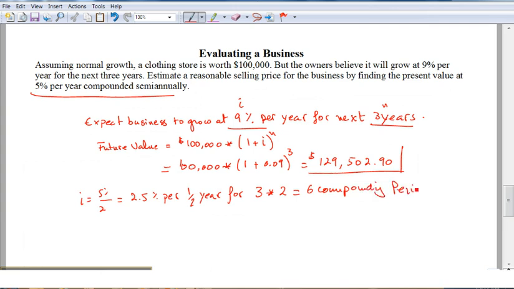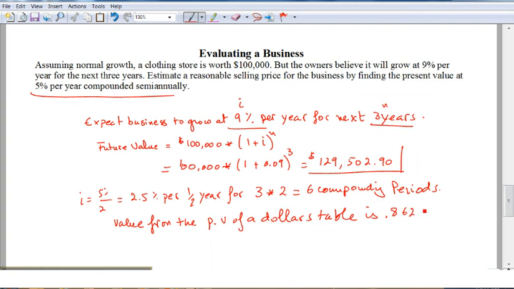periods. So now we'll use the value from the present value of a dollar table, which, as we saw in the previous example, you just go to 2.5% and go down to 6 and you find this number here on the table.